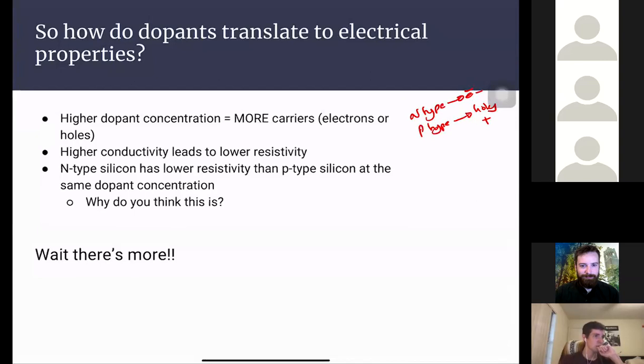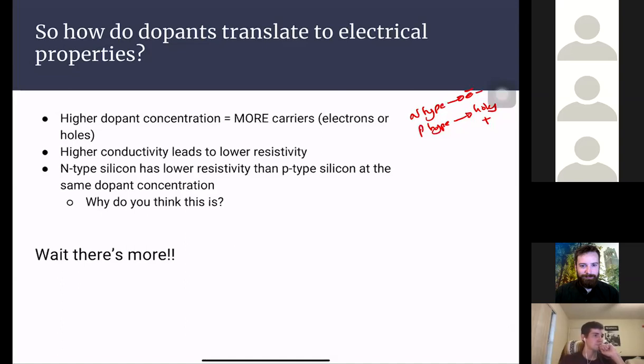Now, higher conductivity leads to a lower resistivity because there is little resistance for electrons when there are more electrons or holes. It's easier for them to move, so there is lower resistivity. Now, an N-type silicon has lower resistivity than P-type at the same dopant concentration.